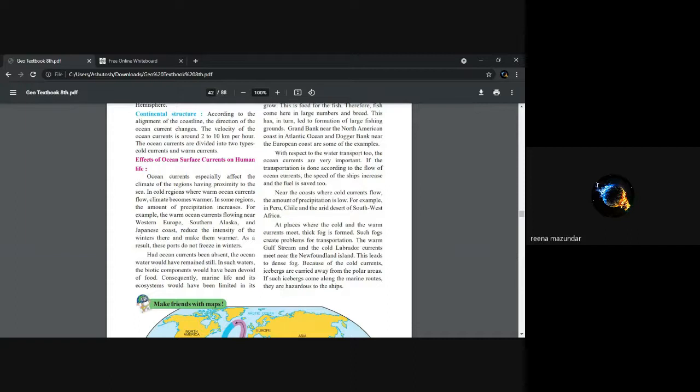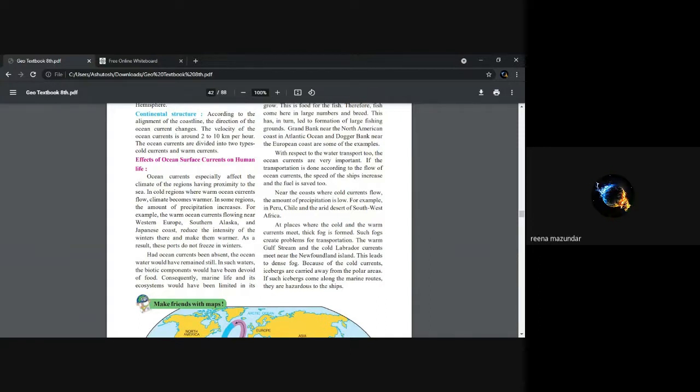Where is thick fog formed? At places where the cold and warm currents meet, thick fog is formed. Very good. Yes, Nidhi. At places where the cold and warm currents meet, thick fog is formed. Yes, Hariom. At places where the cold and warm currents meet, thick fog is formed.